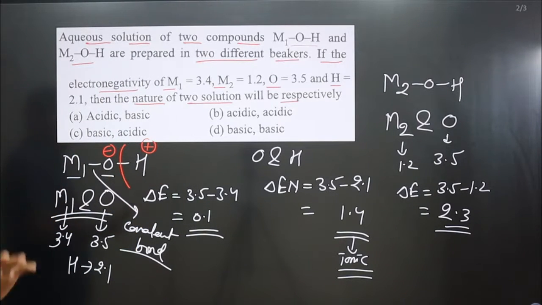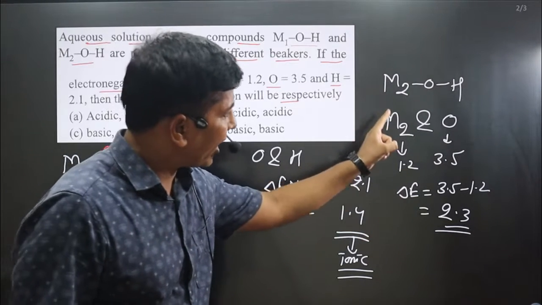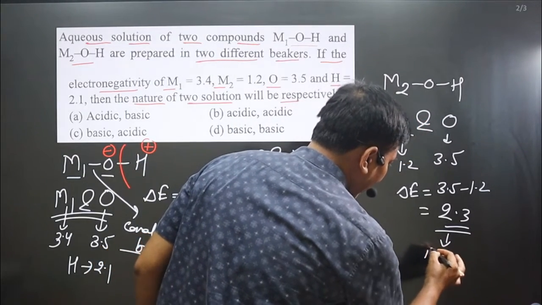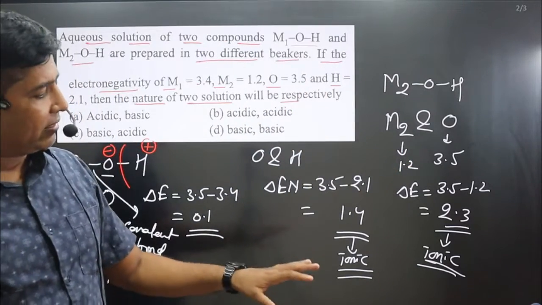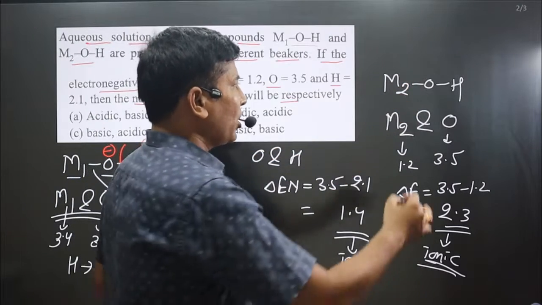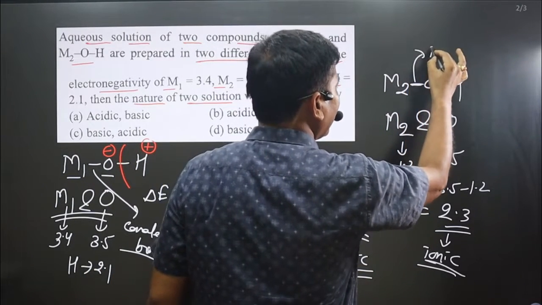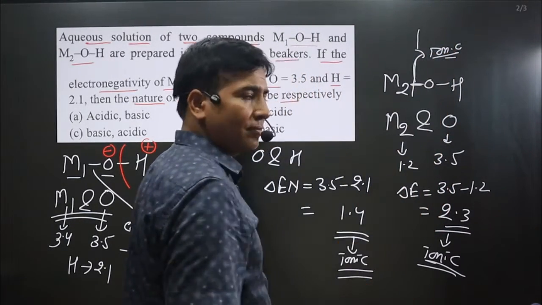The electronegativity difference is very high between M2 as well as oxygen, so definitely it is going to be an ionic bond. Difference in electronegativity means we have the ionic bond. Ionic bond means bond breaking will be taking place from here.